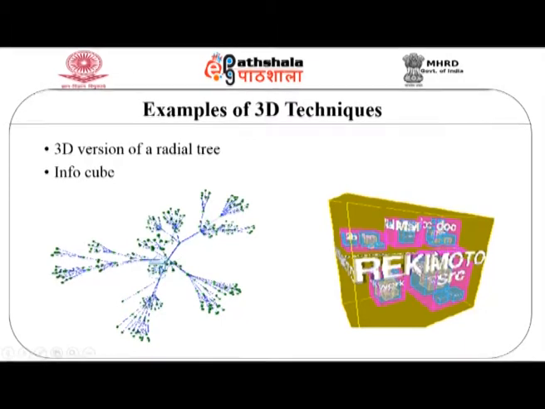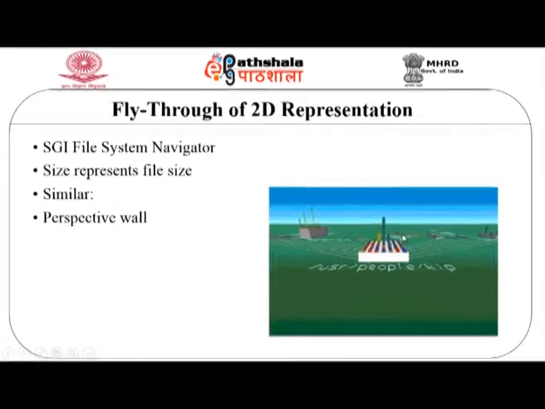of a radial tree. This is an example of a 3D info cube, visualized in this way. This is a fly-through representation of a two-dimensional representation which shows the SGI file system navigator, where the size represents the file size. This is similar to something called a perspective wall that we have already seen in the case of distortion techniques. The perspective wall uses the focus plus context approach, where the focused part is shown as a clear wall to the end user, whereas the context information is shown in the form of a distorted wall. The other name given to this is perspective wall.